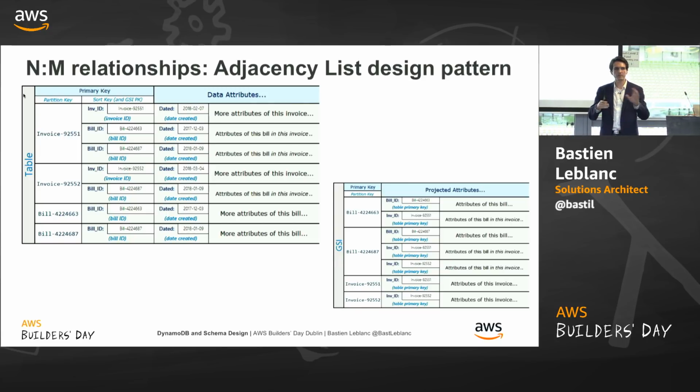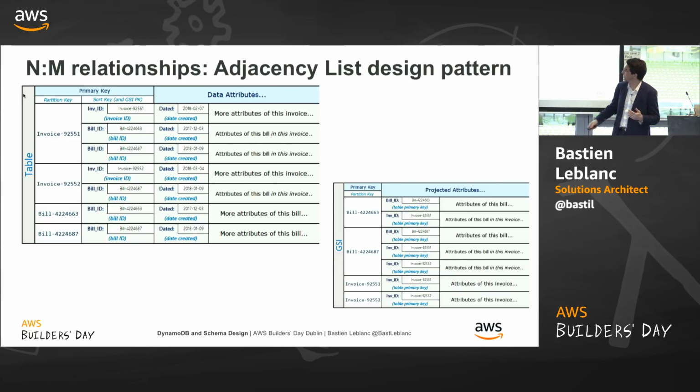So now we have talked about one-to-n relationships, so how to get n-to-m relationships. And that starts to be a bit more complex because we still want to use only one table as a DynamoDB principle. And this is a very typical example of invoices and bills. One invoice can contain multiple bills, and one bill can be paid by multiple invoices. So you have an n-to-m relationship.